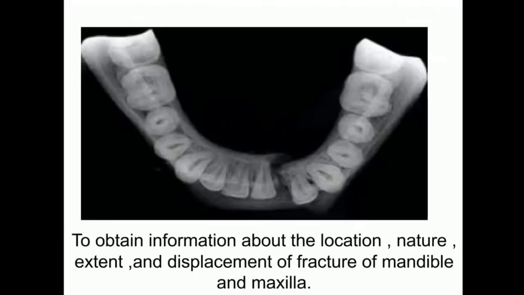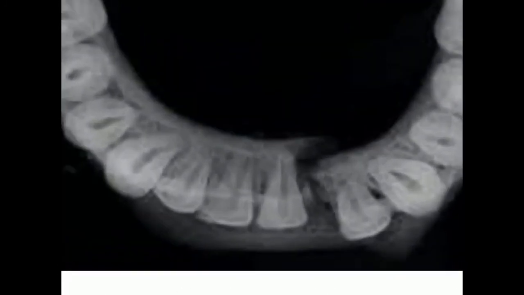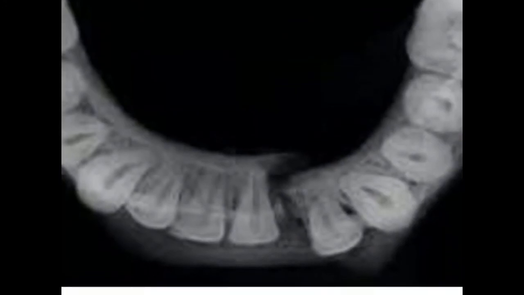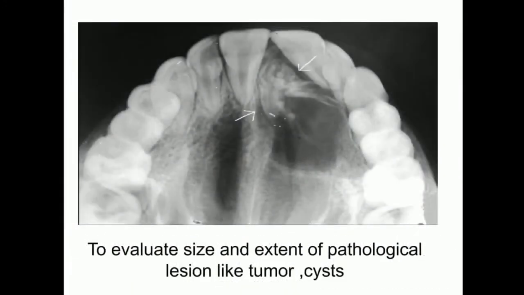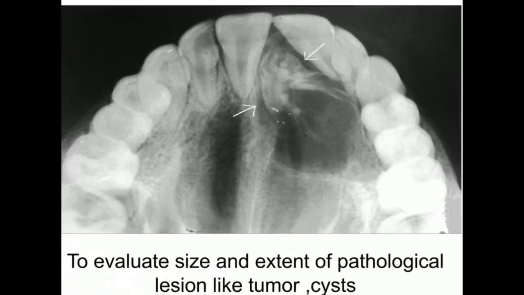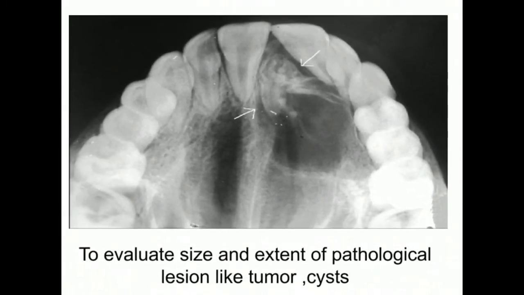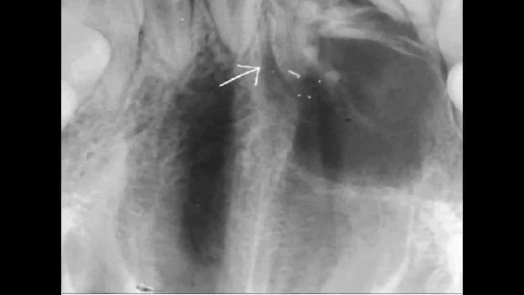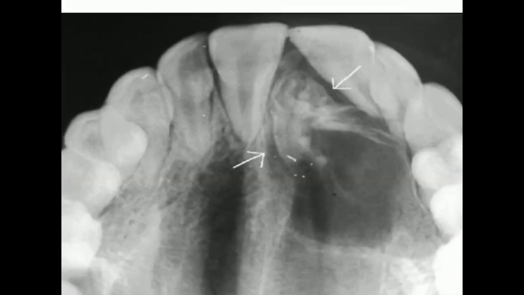Also to obtain information about the location, nature and extent and displacement of a fracture of mandible and maxilla. This occlusal radiograph of the mandible shows the fracture of the mandible, here. Also to evaluate size and extent of the pathological lesion like tumor, cyst, as this image shows.